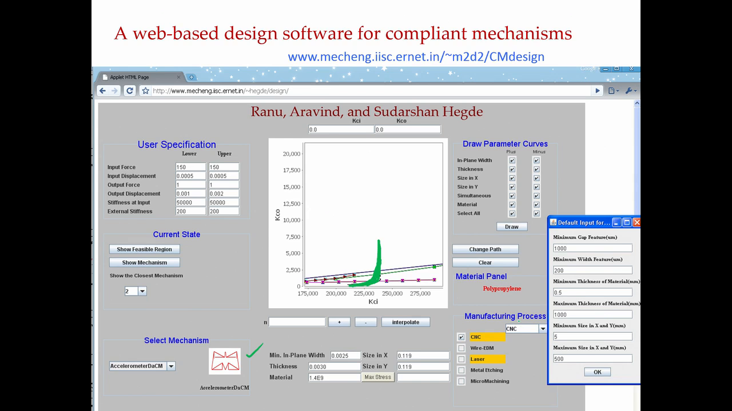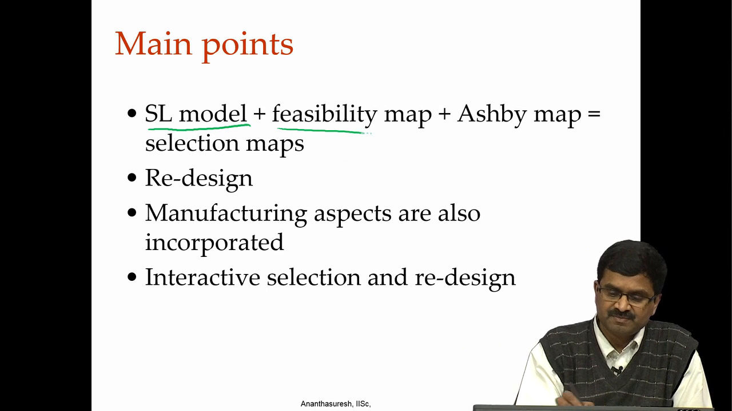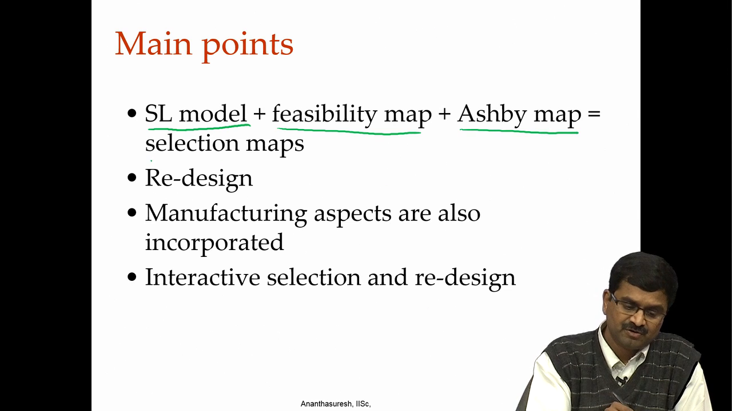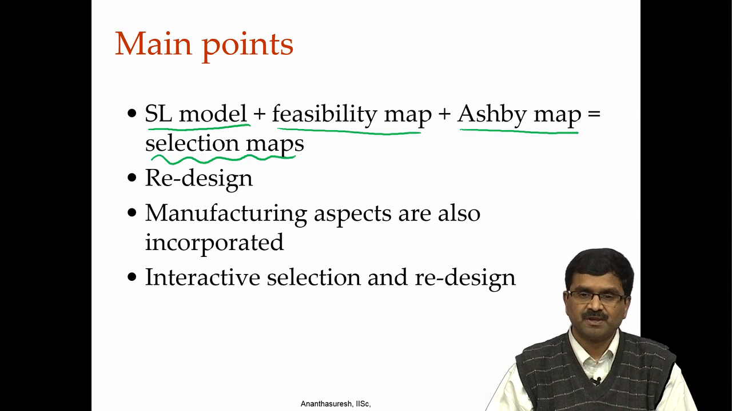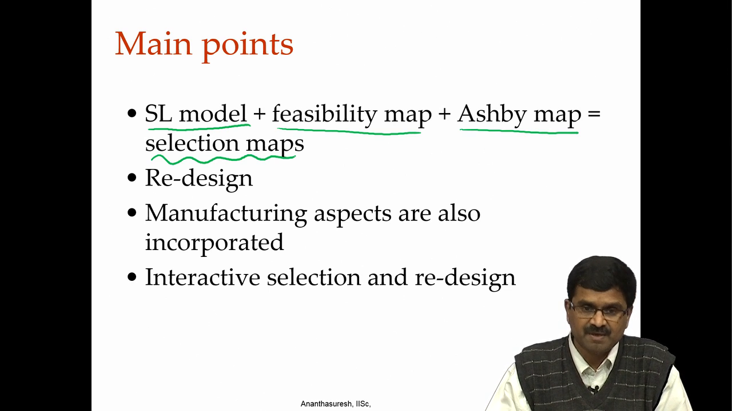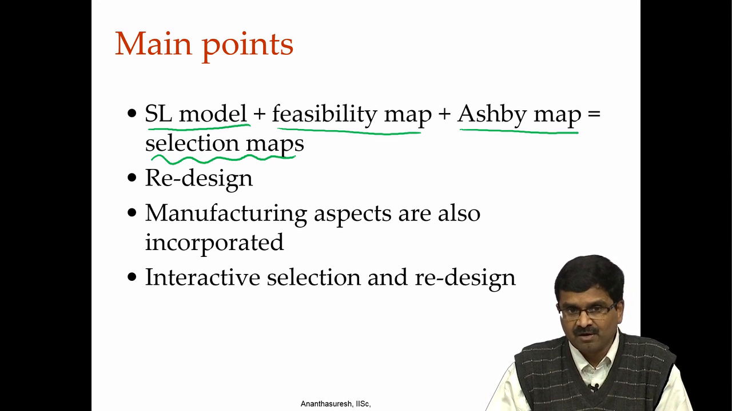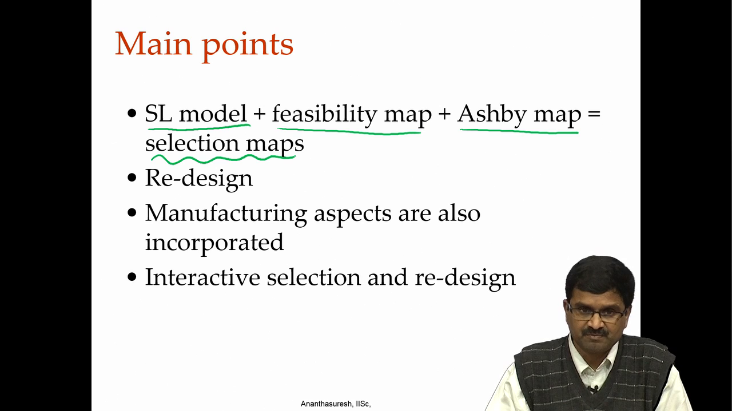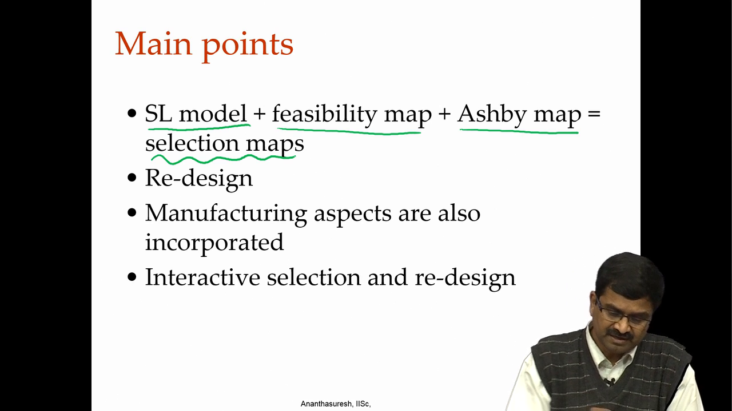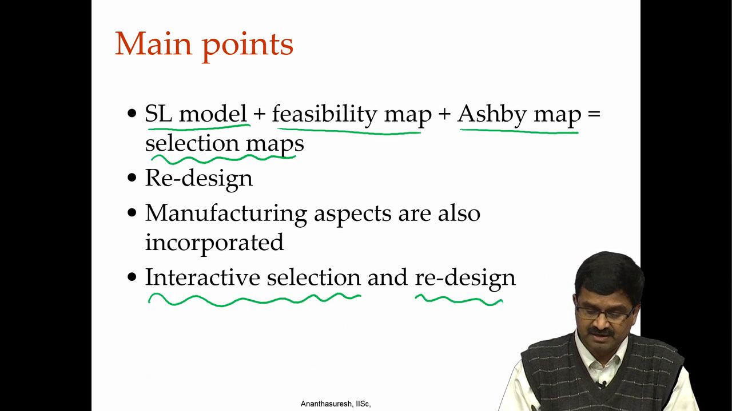So, the main points of this lecture are that we have combined the spring lever model, feasibility map and Ashby map together to create what can be called selection maps. We also discussed how a compliant mechanism that is reasonably close to the feasibility map can be redesigned to actually satisfy the user requirements. We can incorporate manufacturing considerations such as minimum feature size, maximum feature size and so forth. And finally, this whole thing is an interactive program where you can select or we can redesign.